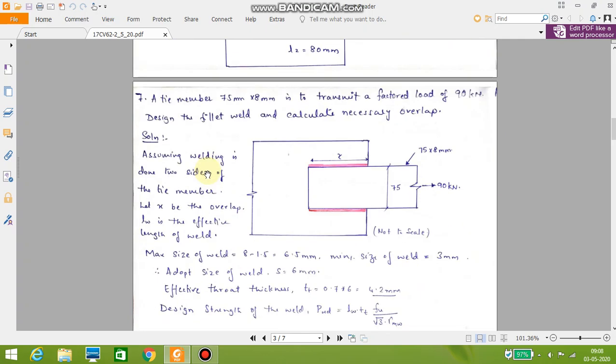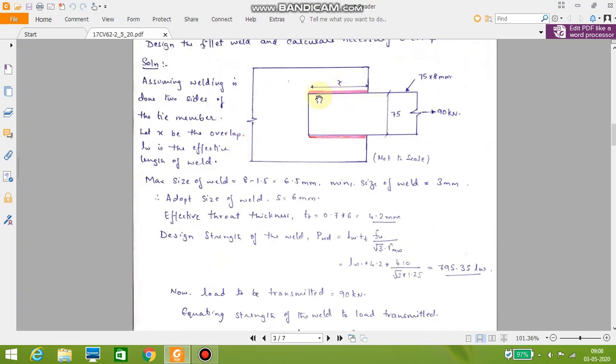Now let us take one more problem. A tie member 75 by 8 is to transmit a factored load of 90 kilonewton. Design the fillet weld and calculate necessary overlap. So this is called as the overlap. The x distance is called overlap in the case of lap weld.